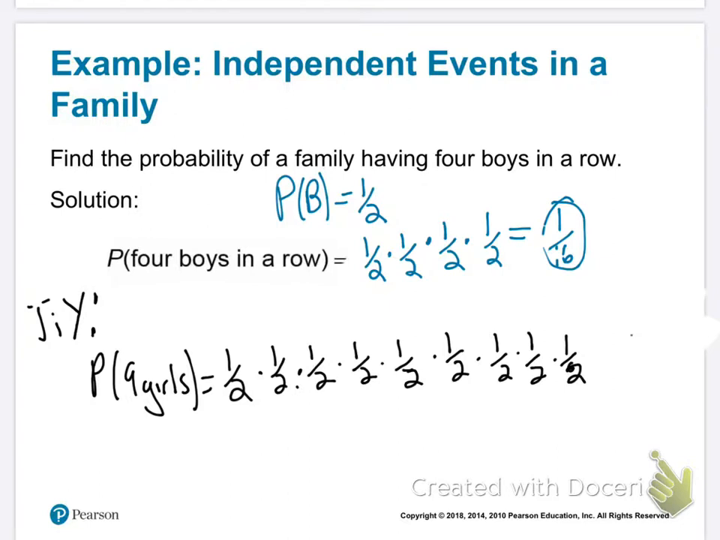And then we can figure this out by 2 times 2 is 4, times 2 is 8, times 2 is 16, times 2 is 32, times 2 is 64, times 2 is 128, times 2, I'm going to get out my calculator, 256, times 2 is 512. So 1/512 is the probability of having 9 girls in a row.